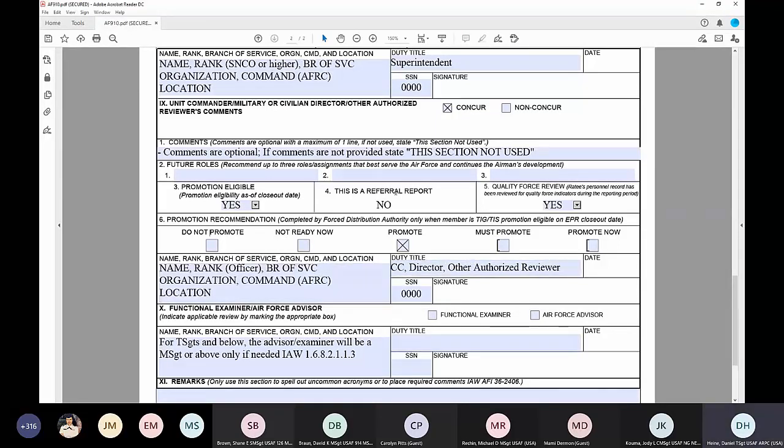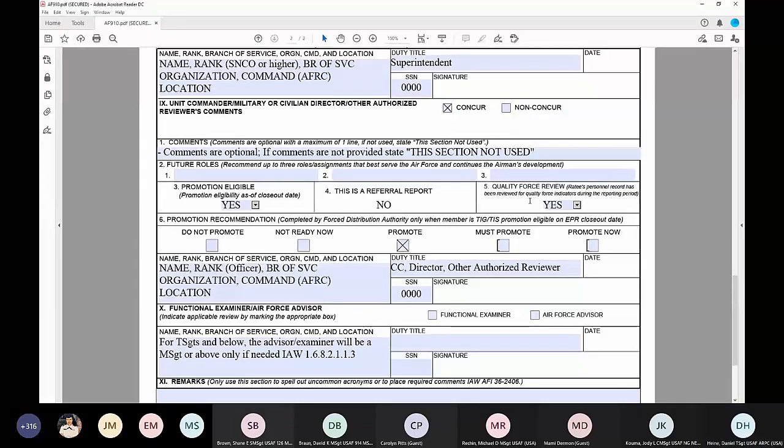If it is a referral report, you would mark yes here. If it is not a referral report, it would be no. Just make sure if you do mark that it is a referral report, there is a derogatory comment somewhere on the report, and all referral procedures are accomplished.